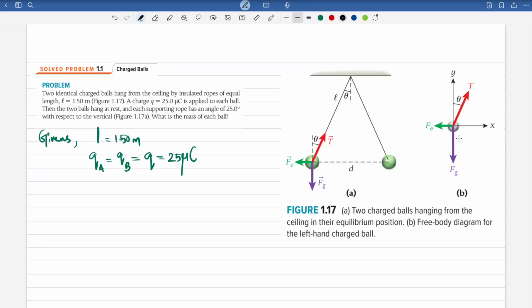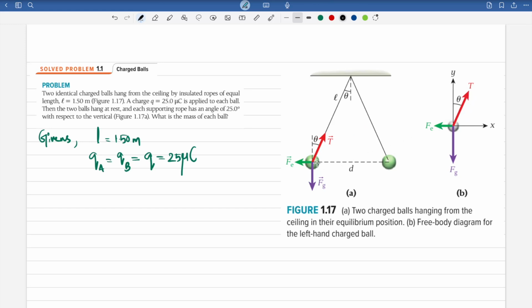We have a free body diagram of this ball here, with all the forces acting on it. The ball has a mass, so it will be attracted by the gravitational force. Gravitational force is vertically downwards. You can see the direction of gravitational force here, represented using a purple arrow. And there is tension here. The ball is hanging using a rope. The force acting through the rope is tension. So this is the direction of the tension force.